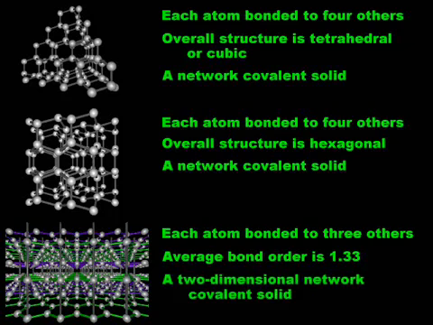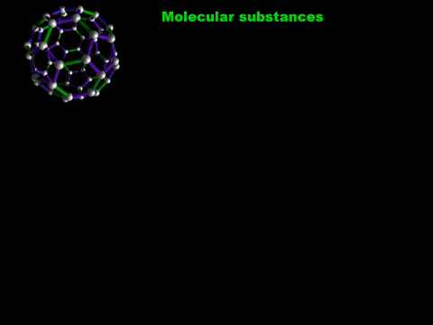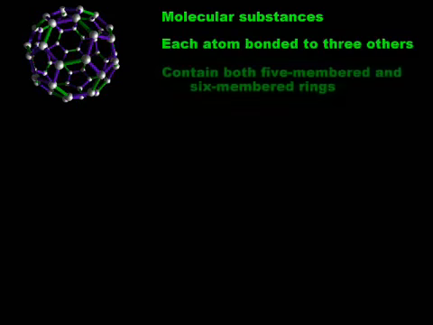Fullerenes are molecular substances in which carbon atoms are arranged to form spherical molecules. As in graphite, each carbon atom is bonded to 3 others. The fullerenes contain 5-membered as well as 6-membered rings, and the 5-membered rings are responsible for the curvature.